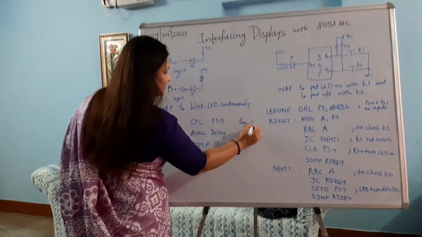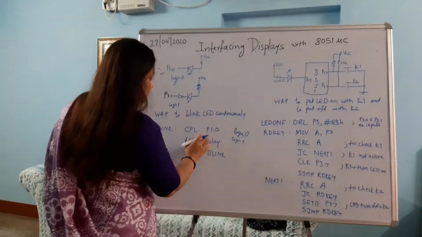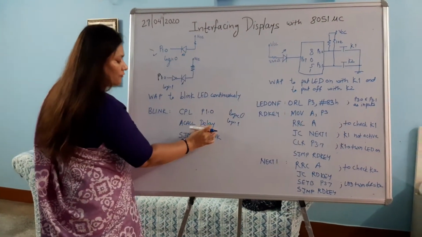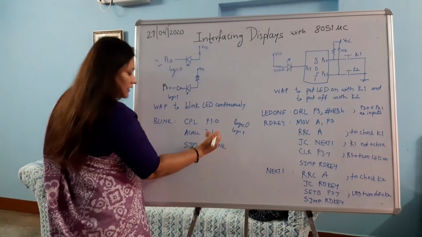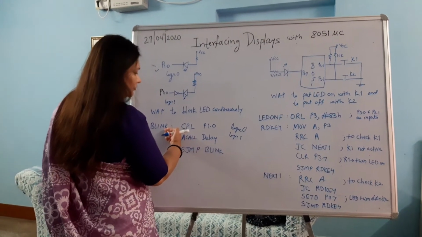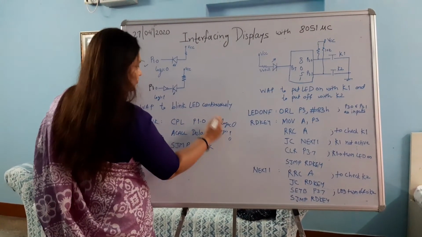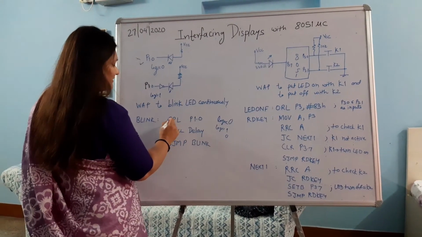Previously it was logic 0. Now it will become logic 1. Logic 1 means the LED will be put off. For how much time will it be put off? It will be put off for this much delay. Again we are jumping to the blink routine, and again it is complementing, so logic 1 will become logic 0. So continuous on and off will go on with just this one instruction.